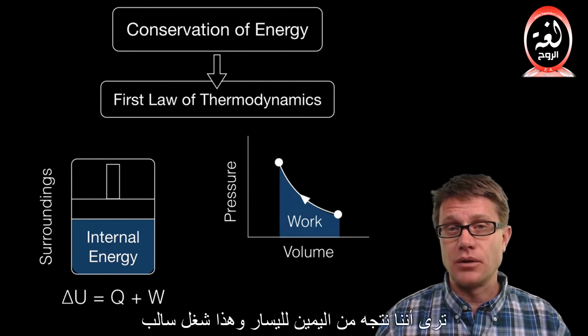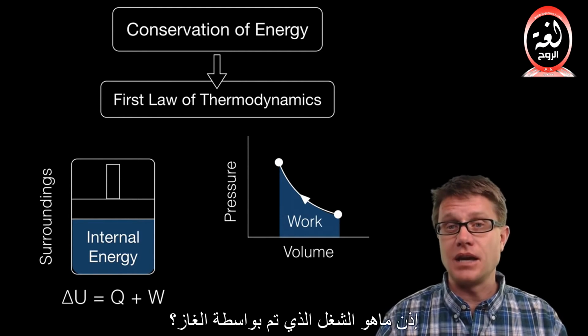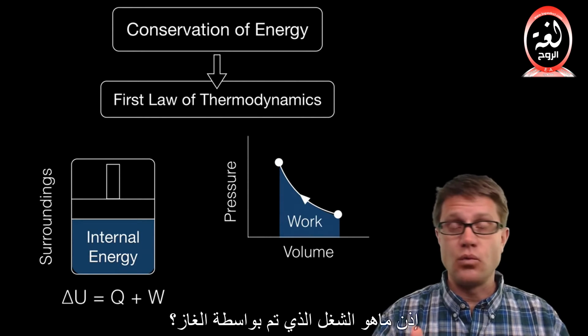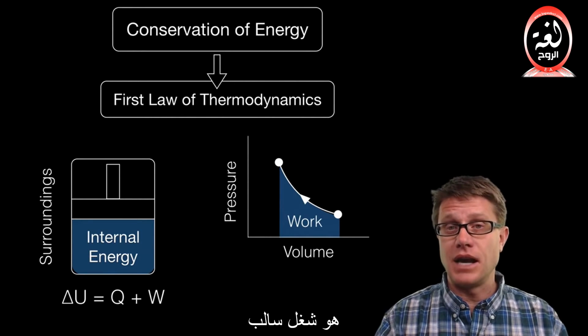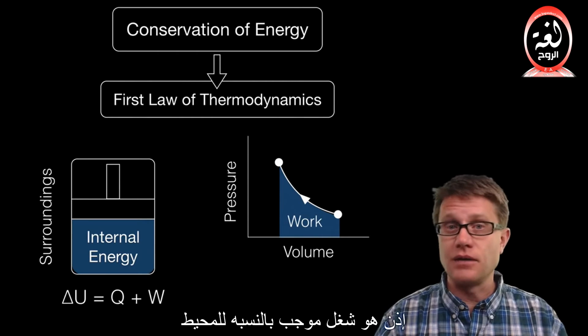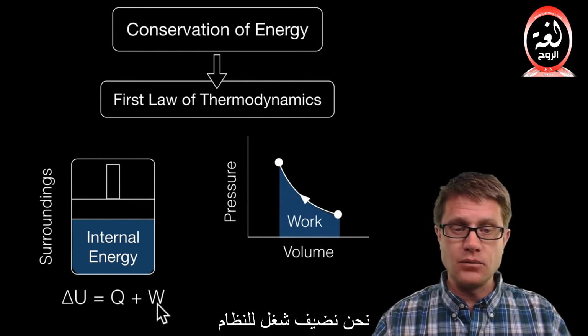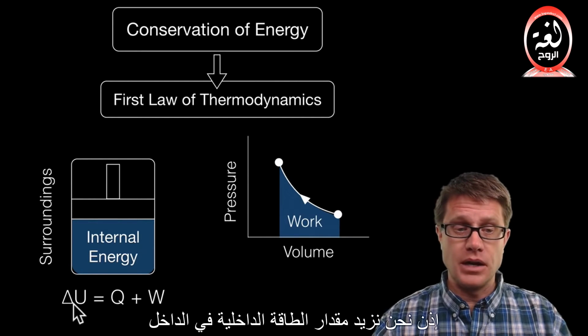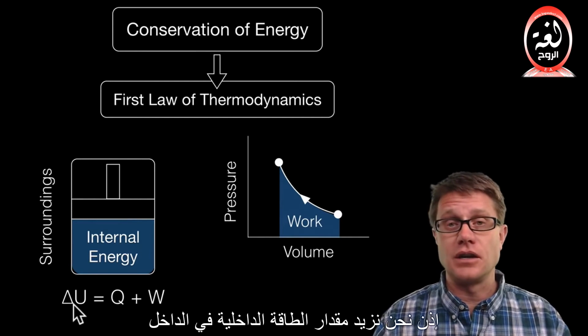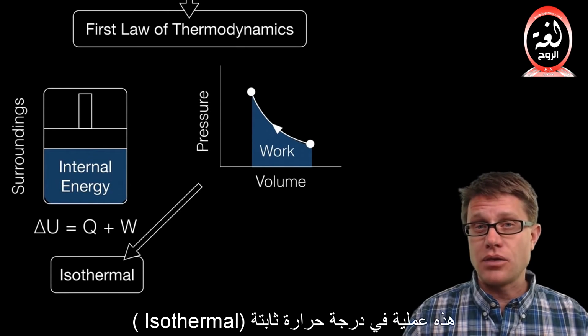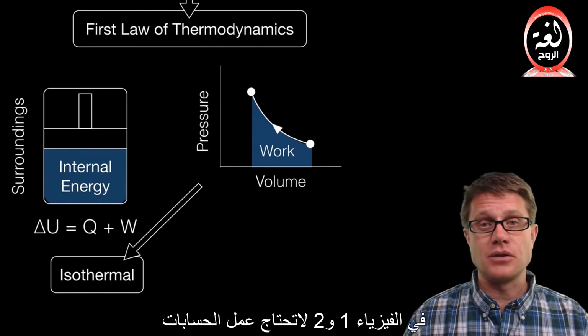And so you can see that we're going from right to left, and so this is negative work. And so what's work being done by the gas? It's negative work. Well, if it's negative work of the gas, that means it's positive work of the surroundings. We're adding work on the system, and so we're increasing the amount of internal energy on the inside. This would be an isothermal process since we're keeping this temperature the same.